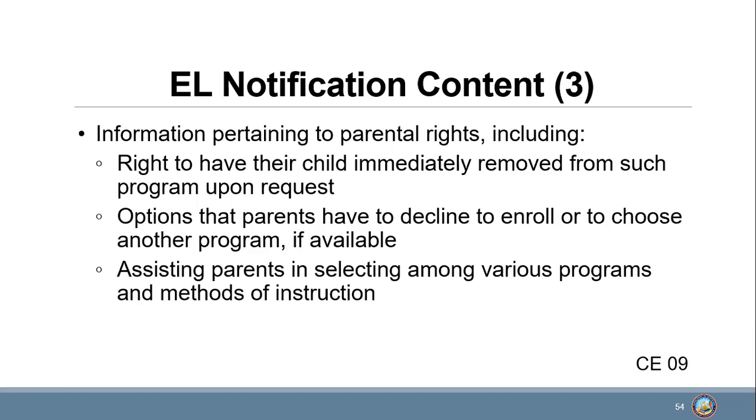Finishing off the EL notification letter content for CE9, you'll want to ensure that the letters contain information pertaining to parental rights. These rights include the right to have your child removed from the program if the parent wishes, options that parents have to decline to enroll or to choose another EL program if they're available, and also assisting parents in selecting among various programs, once again, if the district offers more than one. And also, if these letters are being sent out to high school students, you'll also need to include a section that has expected graduation rates for EL students.